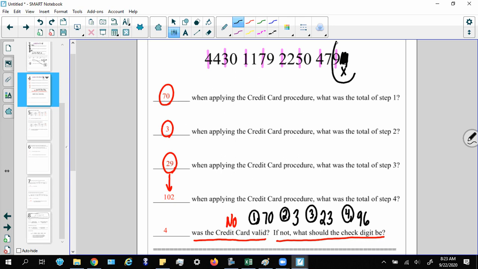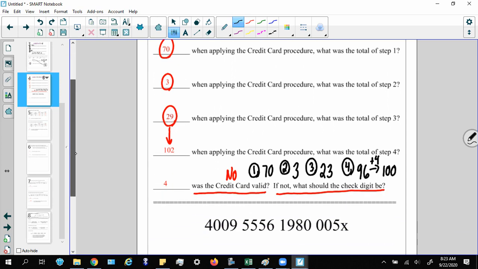Now notice I have an X. I have an X. I have an X. I have an X. So that means I can add up. I'm going to add up to 100, which would be 4. Okay. Oh my goodness, look at that.